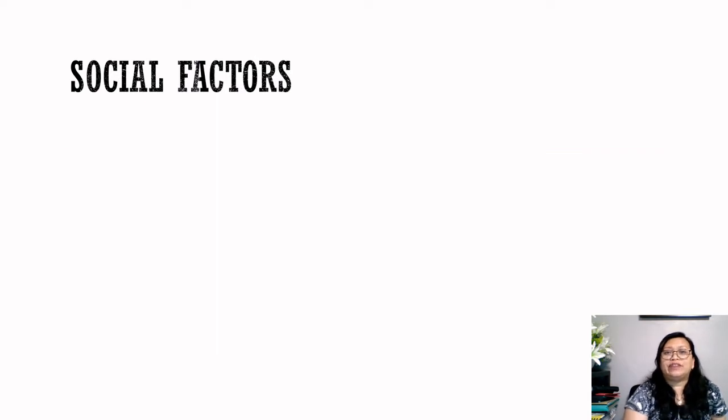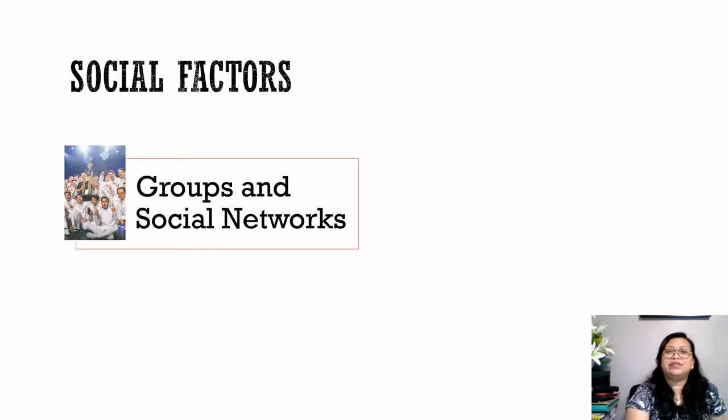The next group of factors are the social factors. Under the social factors are groups and social networks. Groups are two or more people who interact to accomplish individual or mutual goals. Many small groups influence a person's behavior. Groups that have a direct influence and to which a person belongs are called membership groups. But there's also such a thing as reference groups. Reference groups serve as direct or indirect points of comparison or reference informing a person's attitudes or behavior.